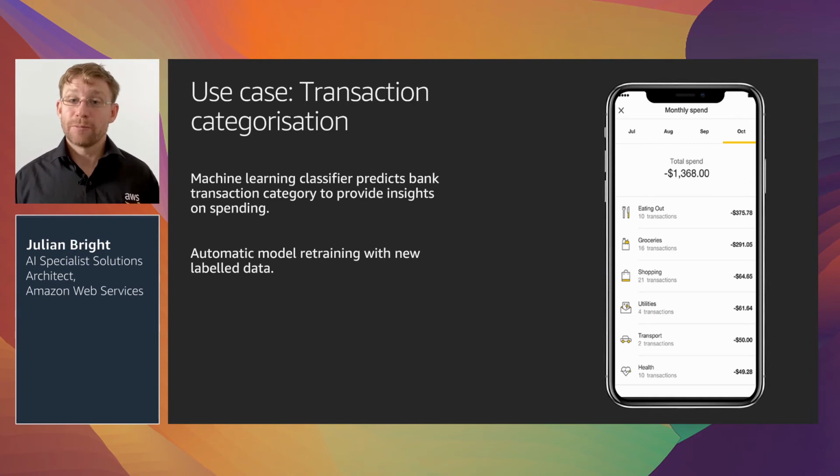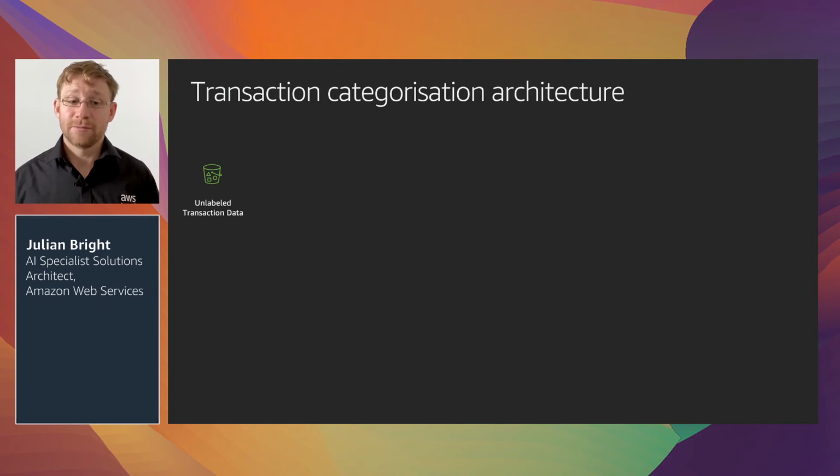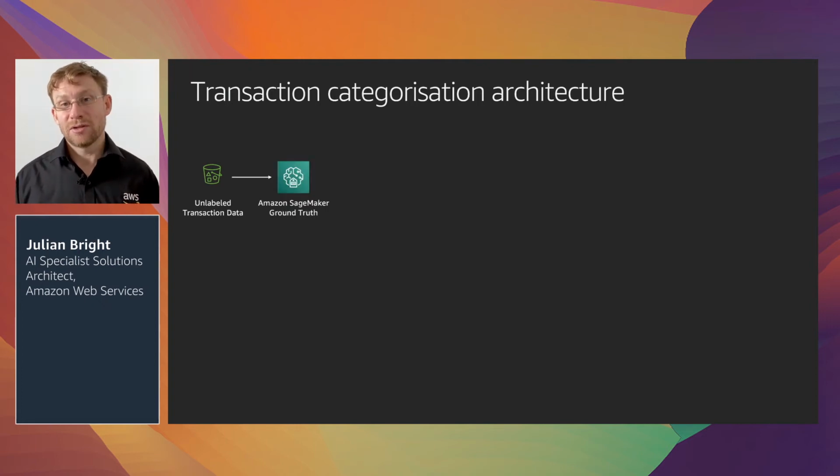We're going to use an automatic model retraining process to take new label data through this process and improve this model over time. So let's look at the architecture for this solution. We start with unlabeled transaction data, which includes the statement text, an amount, and a date. We then use Ground Truth.